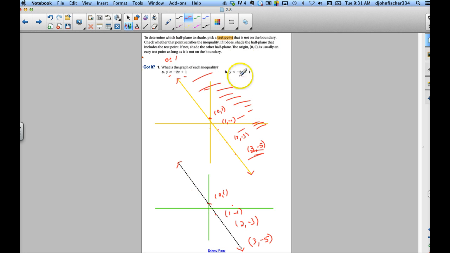Now less than, try 0, 0. 0 is less than 1, and that's true. So we're going to shade on this side this time. We're looking at shading.